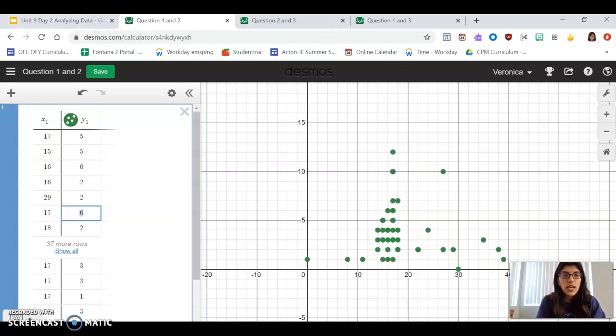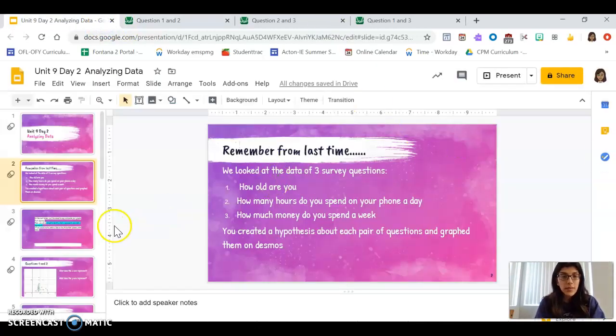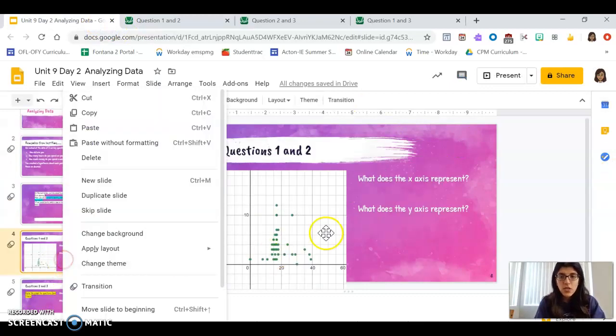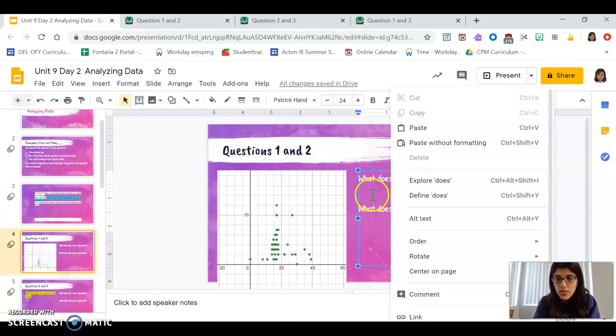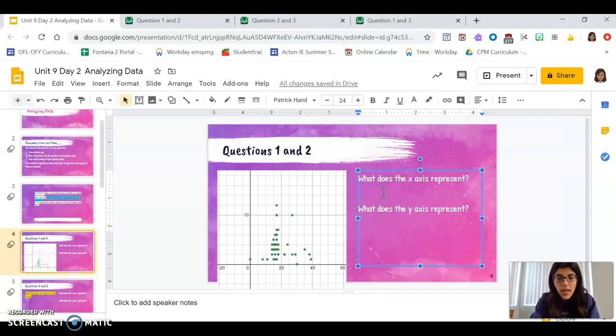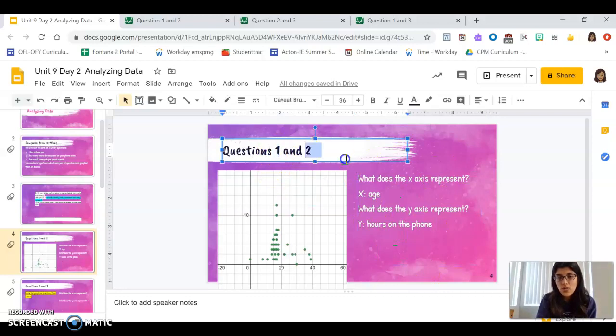So what I'm going to go ahead and type over here, or what you're going to type on the slide, once you paste your picture, I'm going to say, what does X represent? X was the age. I'm going to put X dot age, or you could put the age, something like that. Y represented question 2, which was hours on the phone. Okay, and then that's all you would do for these. So basically it's always like this first part is X, this is Y.